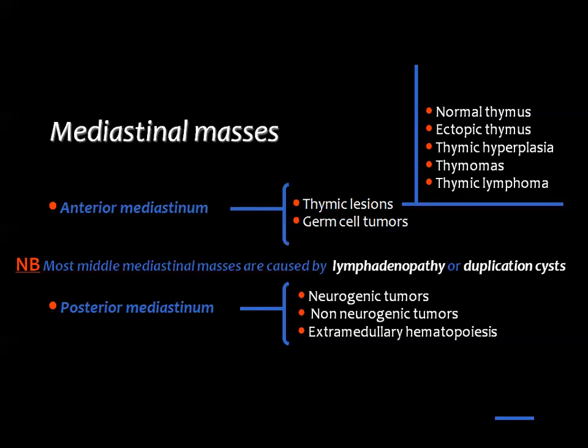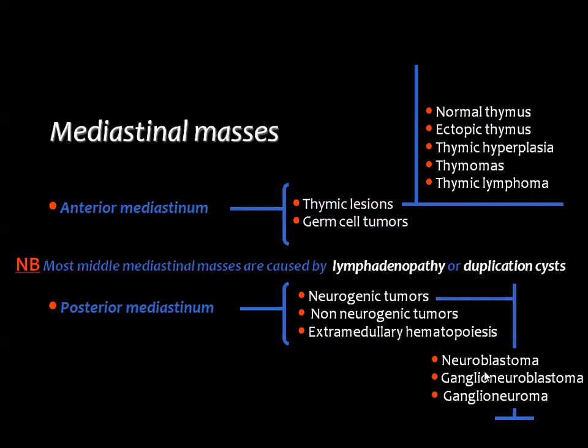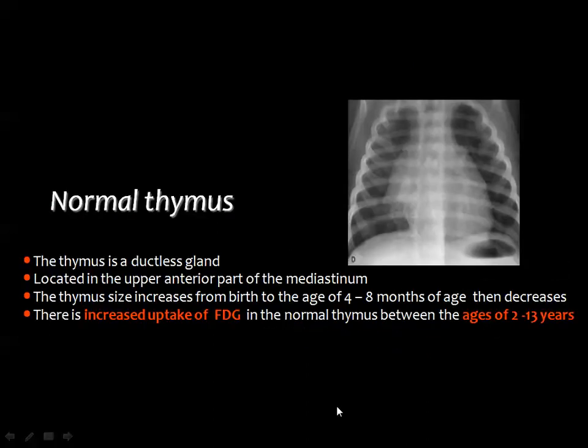Then, besides these lesions, you may have other specific lesions for each mediastinum. In the anterior mediastinum, you have the thymic lesions, which include the normally prominent thymus, ectopic thymus, thymic hyperplasia, thymoma, and thymic lymphoma, as well as the germ cell tumors. Posteriorly, very commonly you see the neurogenic tumors, including the neuroblastoma, ganglioneuroblastoma, and the ganglioneuroma. Sometimes you see non-neurogenic tumors and also the extramedullary hematopoiesis.